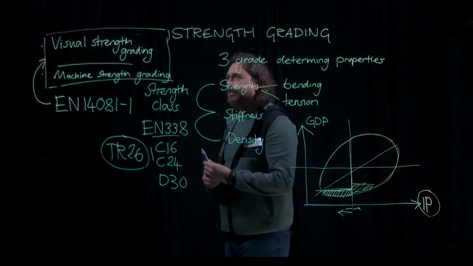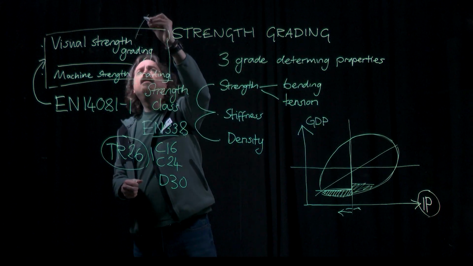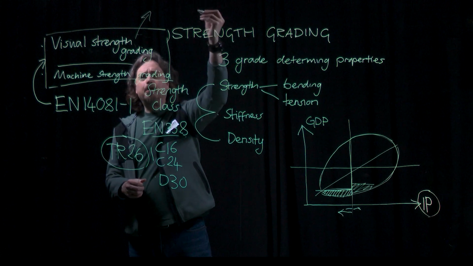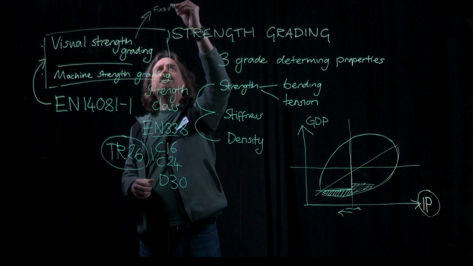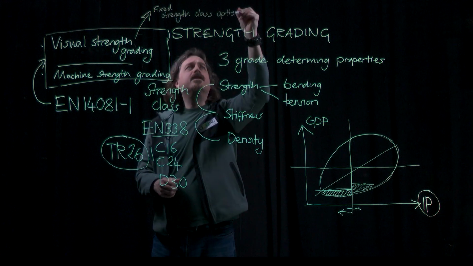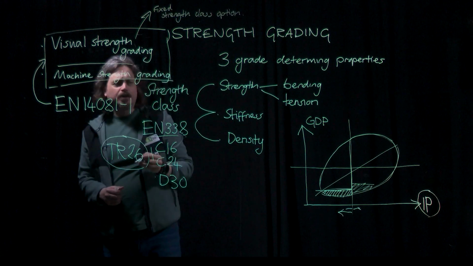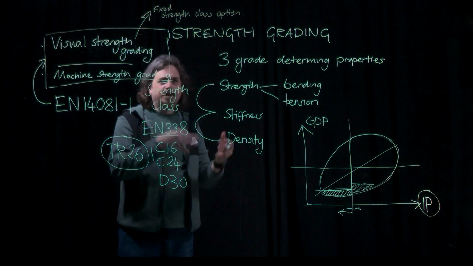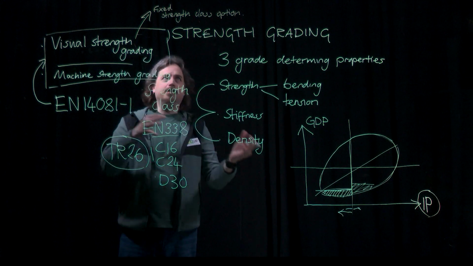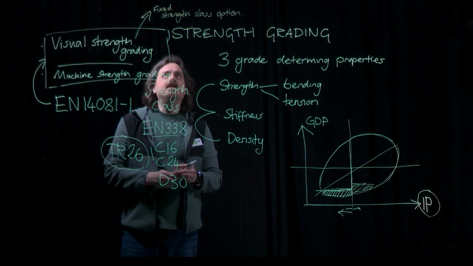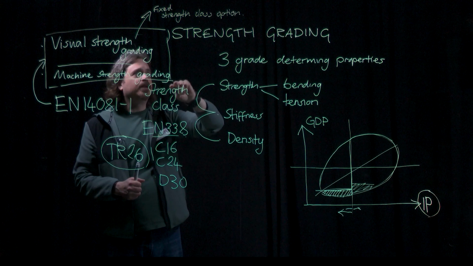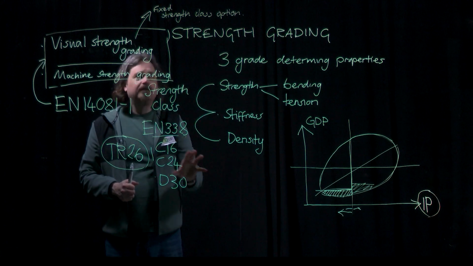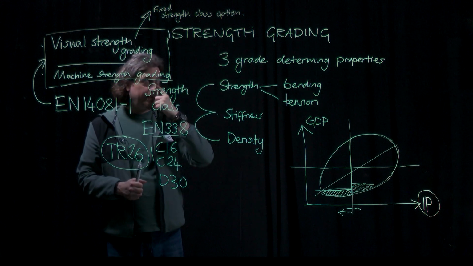With visual strength grading, you can only produce a certain number of fixed outcomes, like fixed strength class options. So if you have in mind that you want to use visually strength graded timber of a certain species from a certain growth area, you need to see what strength classes are possible for that population. You can't have anything you like. You're restricted in your options.